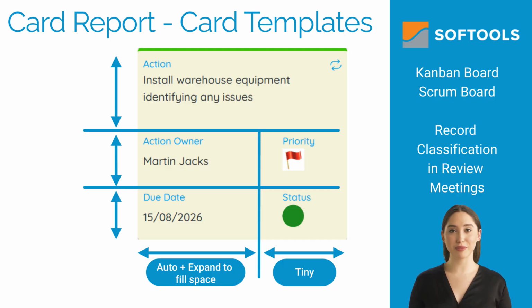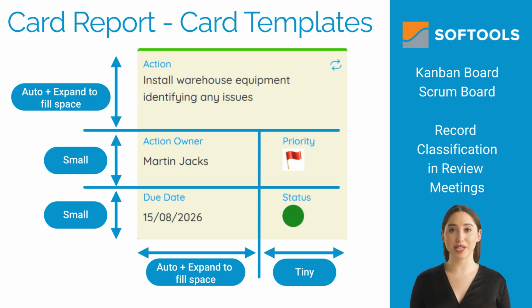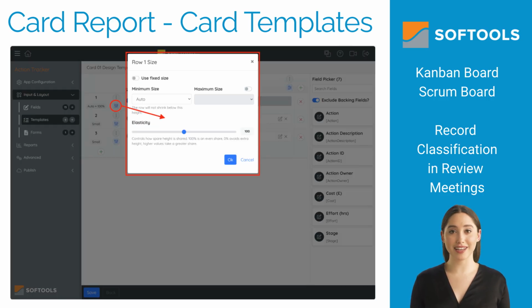Equally, the second and third rows are a fixed height, so we can set these to small and then allow the first row with the action, which could be across 2 or 3 lines, to take the remainder of the vertical height. This is done in the template designer as shown here. Now we have the card template, we can use this when we configure the card report.